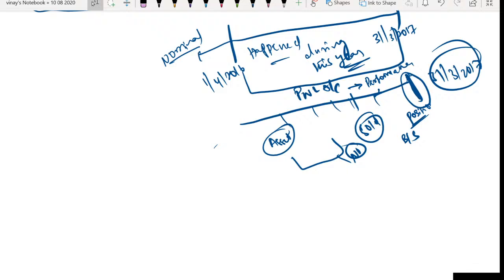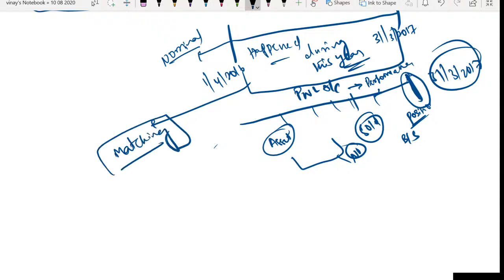I purchased an asset during the year, I record. And I sold during the year, I will record. Whatever happened during the year, you have to record. But the matching principle is only for the profit and loss account. It's not talking about the balance sheet. It talks only about the profit and loss account.